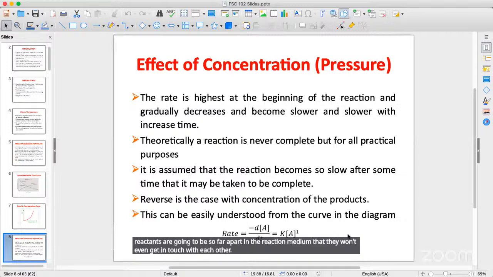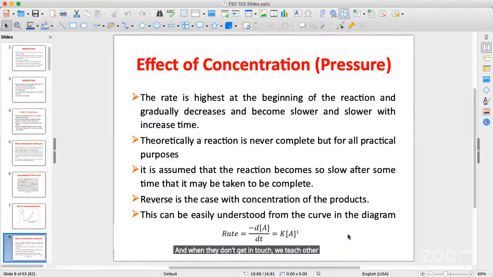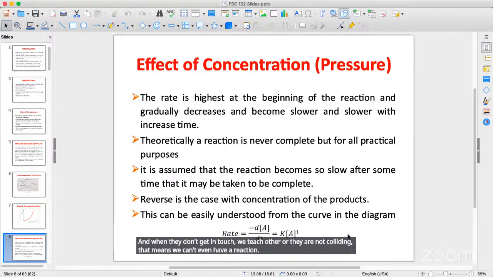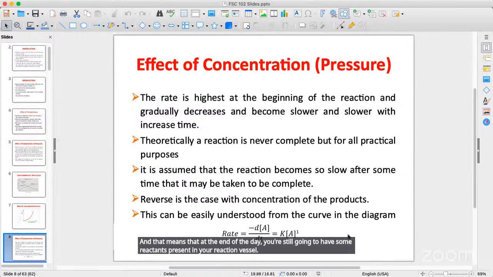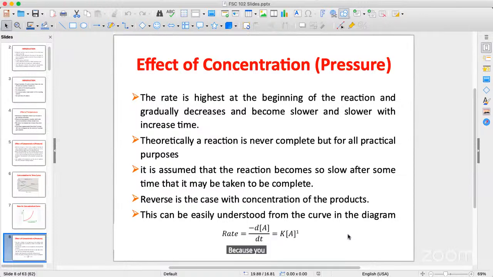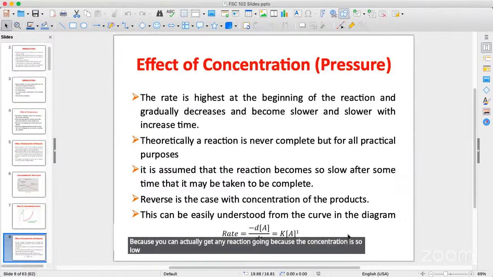And when they don't get in touch with each other, or they are not colliding, then you can't even have a reaction. That means that at the end of the day, you're still going to have some reactant present in your reaction vessel, because you can't actually get any reaction going. The concentration is so low that those reactants cannot even get in contact with each other, not to talk of getting a reaction to take place.